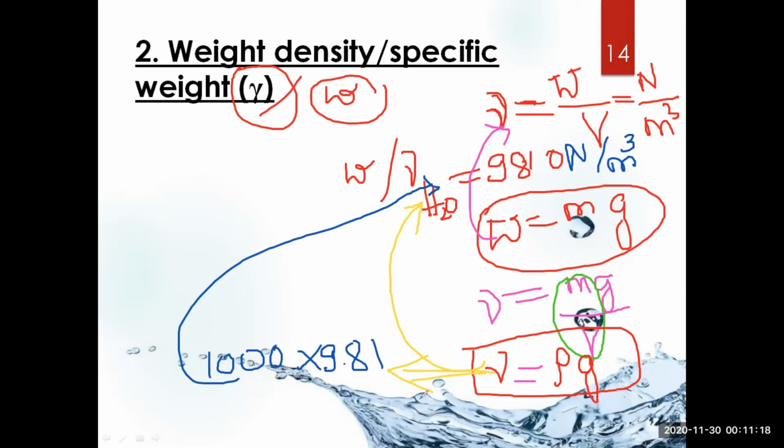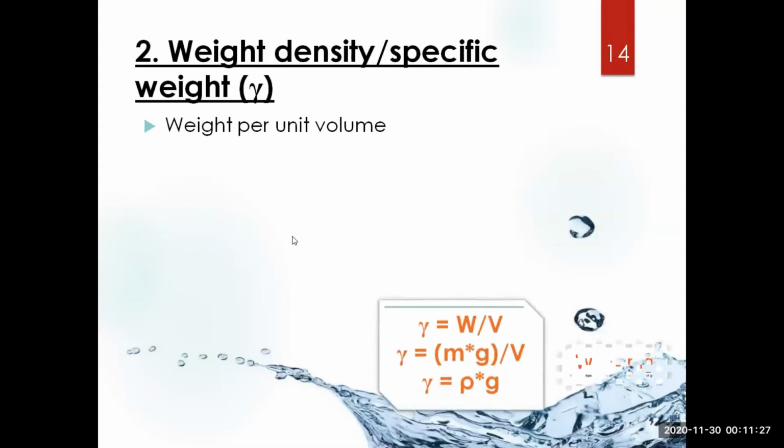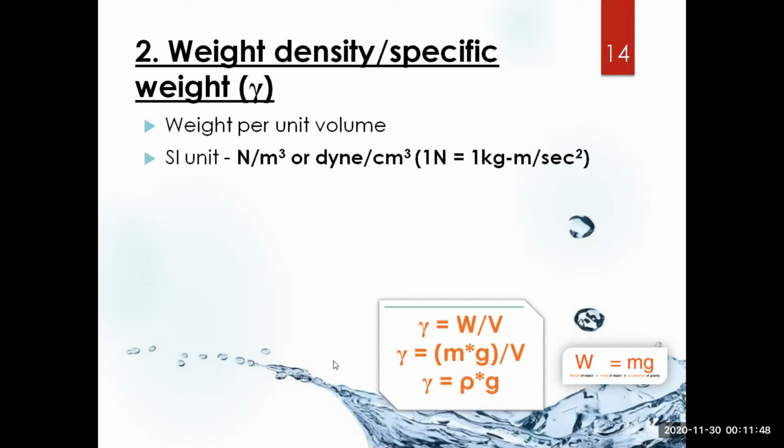So as you know, if the temperature increases... here you see it is a ratio of weight per volume, so gamma is equal to W by V, and the weight is nothing but mass into acceleration, where mass by volume you can write as rho into g. That is the relation, and the unit is Newton per meter cube, or ton per centimeter cube in terms of the other unit. So in terms of the MKS system, it is Newton per meter cube.